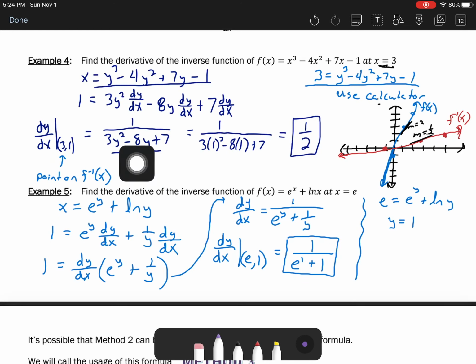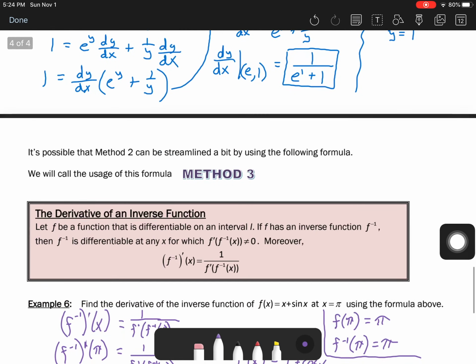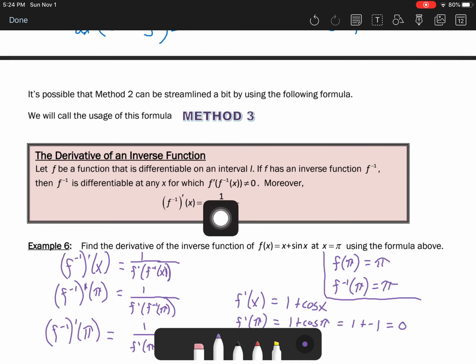So the derivative was 3y squared minus 8y plus 7. That was the derivative of the inverse. And then we had 1 over that because when we solved, we had to factor out that dy dx, and on this side, we always have a 1. So when we end up solving that, we have a 1 over. If you compare that back to what we have here, it's the same thing.